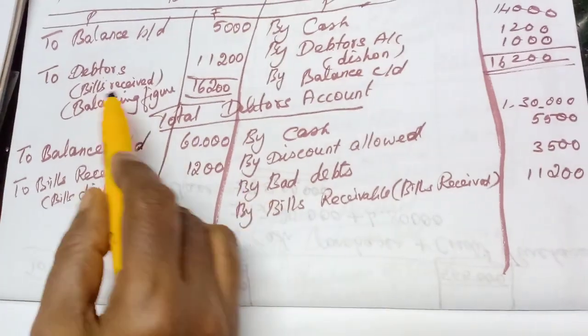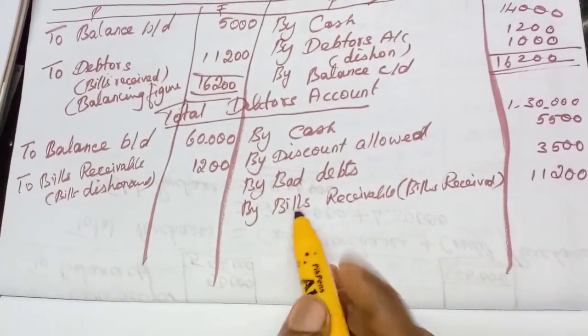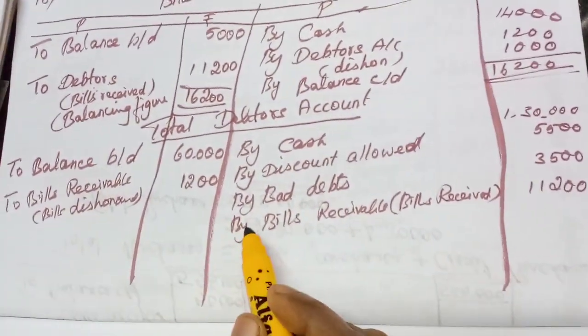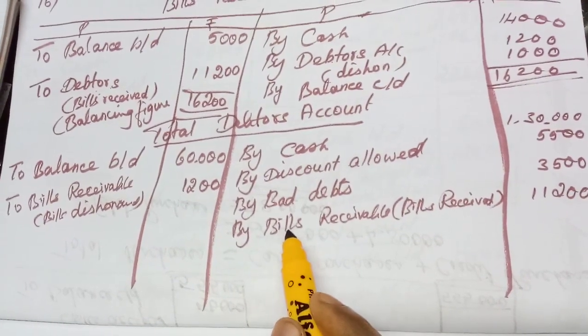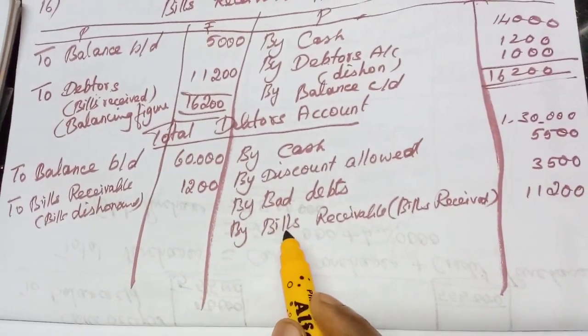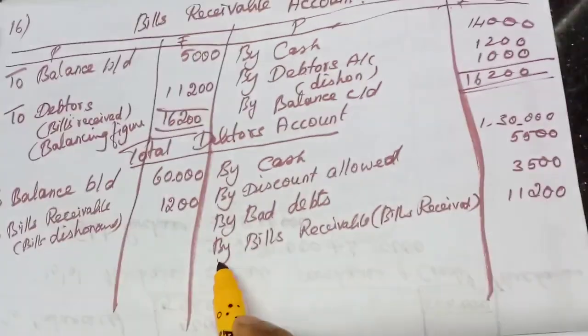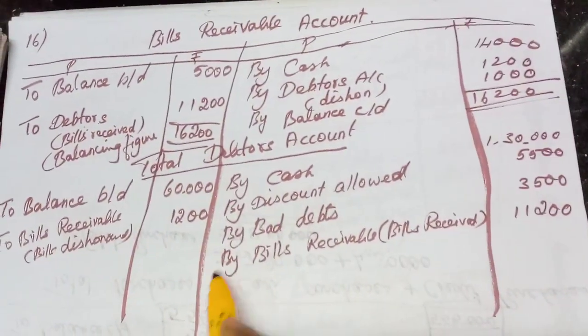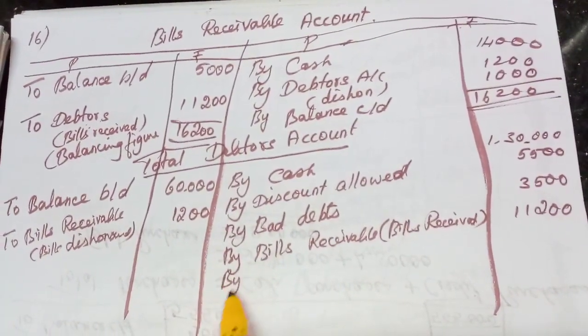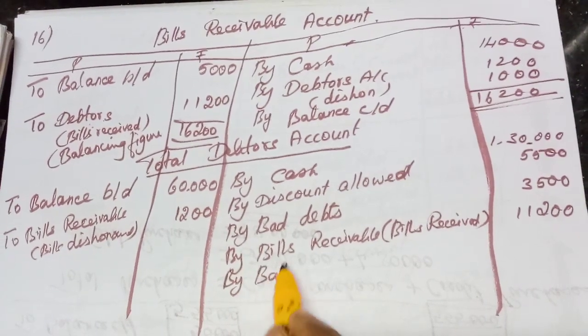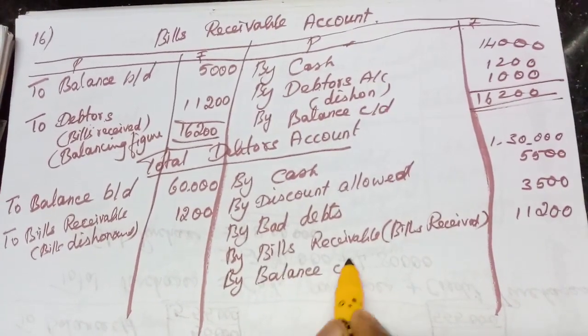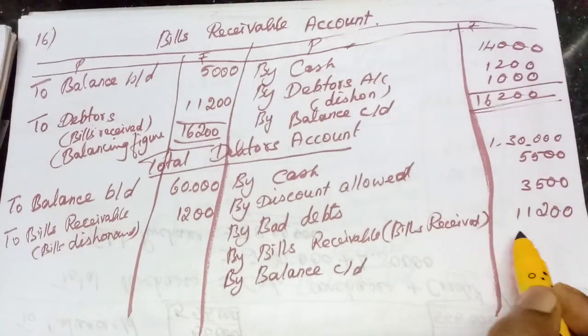Now we have entered these two amounts. Now only one amount is remaining, the closing balance in the total debtors account. That is in the beginning. So debtors closing. So we have to write on the credit side by balance carried on. 55,000.